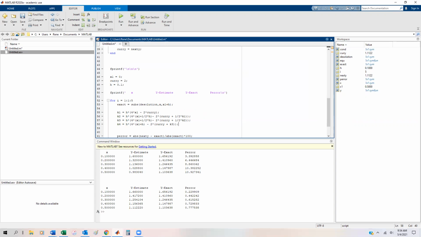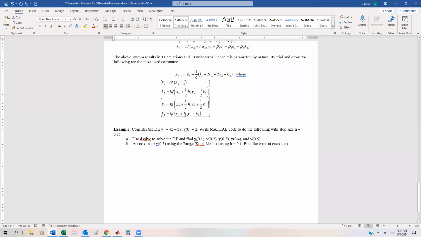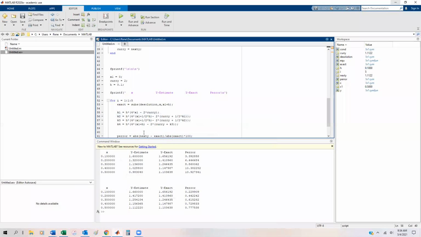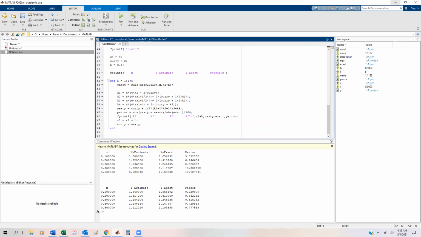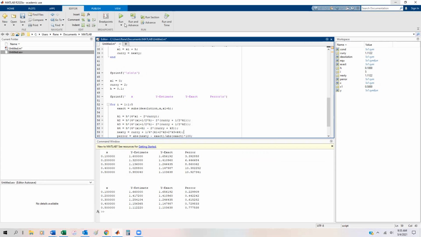The last thing we have to do is go back and program this. We have our current y plus 1/6 of k1, 2k2, 2k3, k4. So our next y is going to be equal to our current y plus 1/6 times k1 plus 2k2 plus 2k3 plus k4. So all of that. Now let's see if this makes any sense whatsoever. We're going to run it and get all three of the outputs for the three different algorithms.